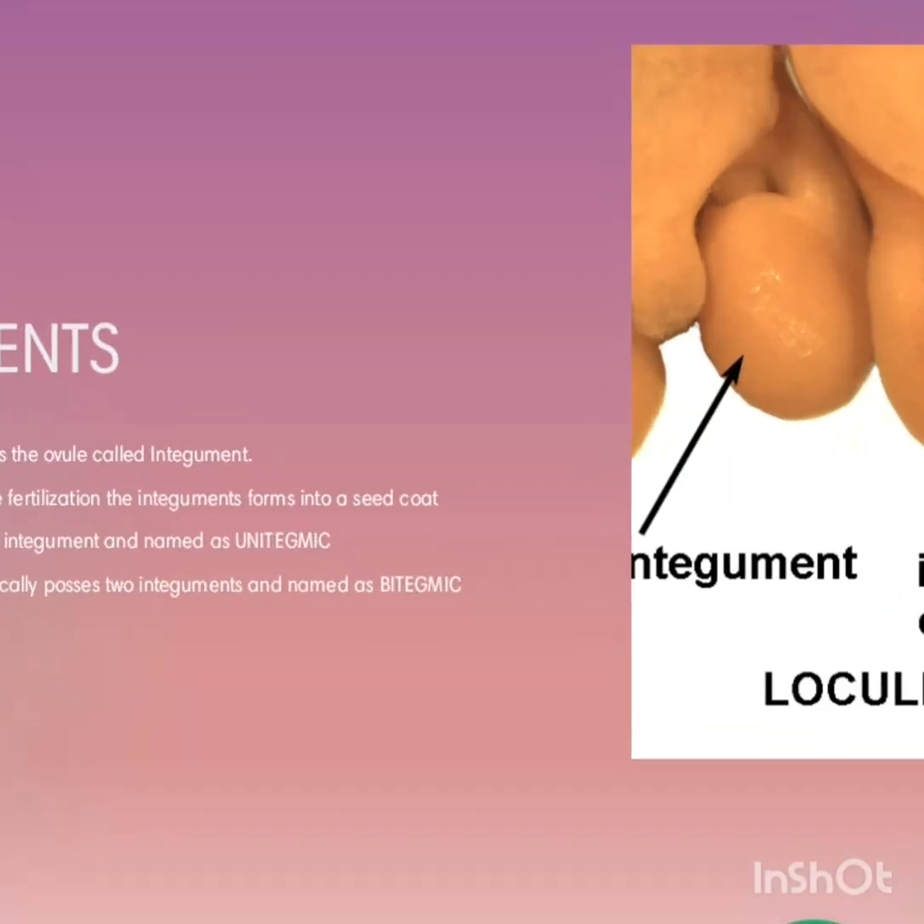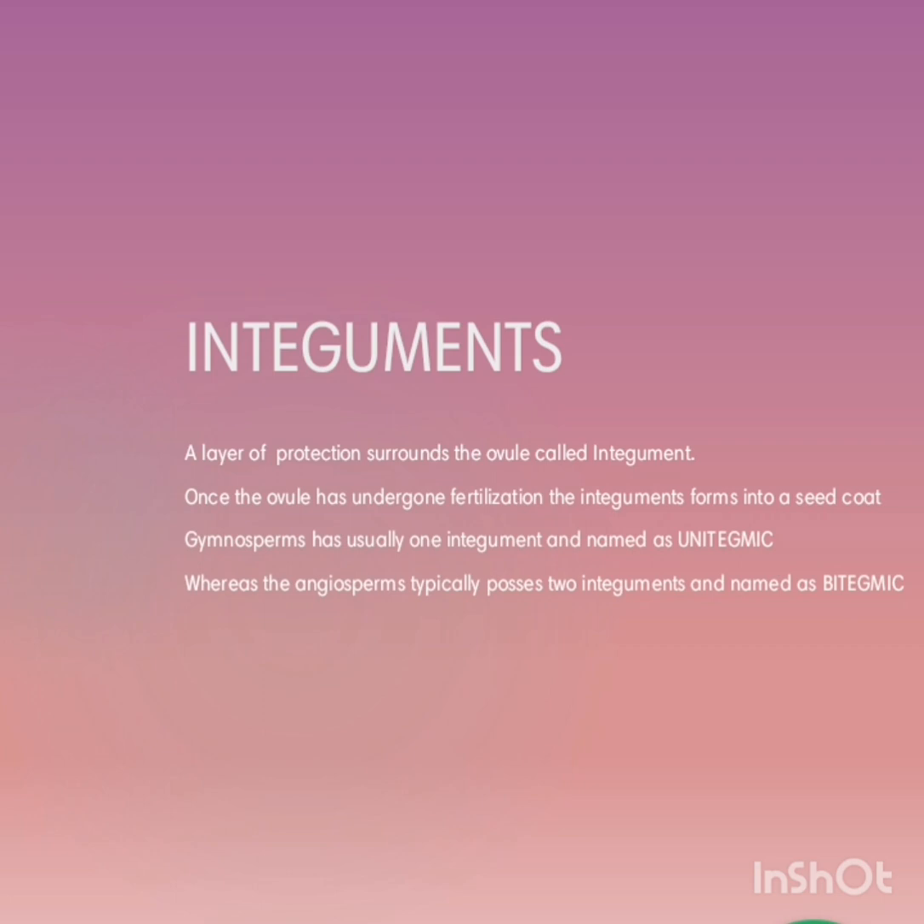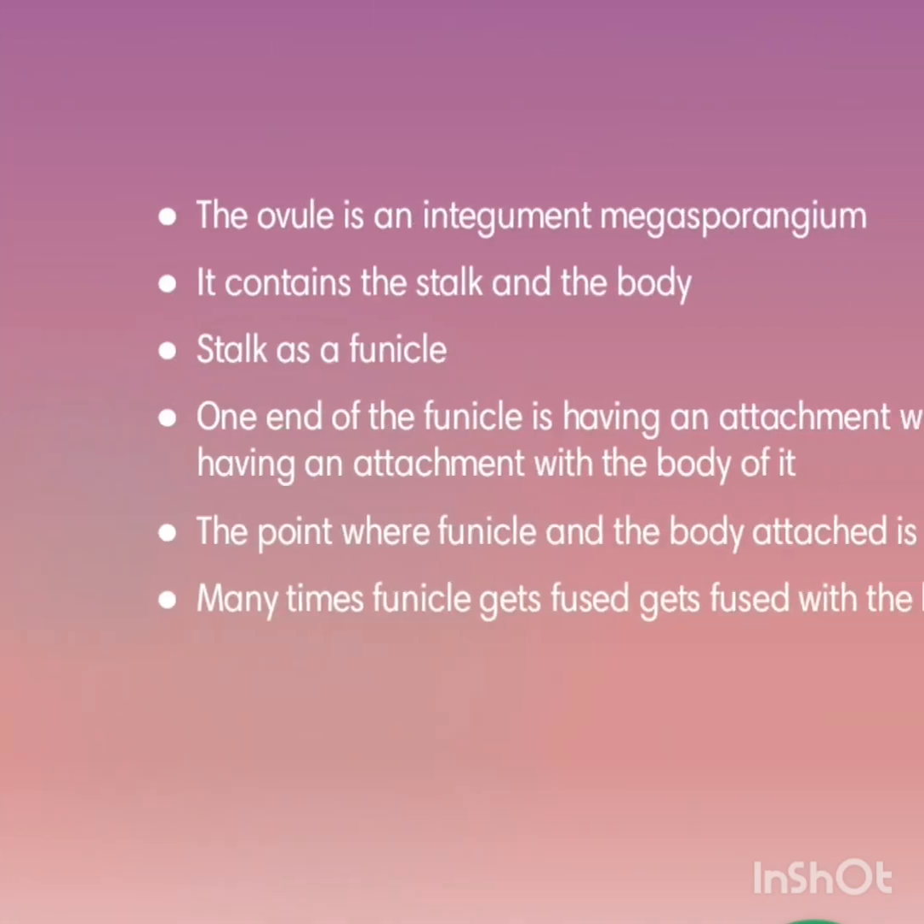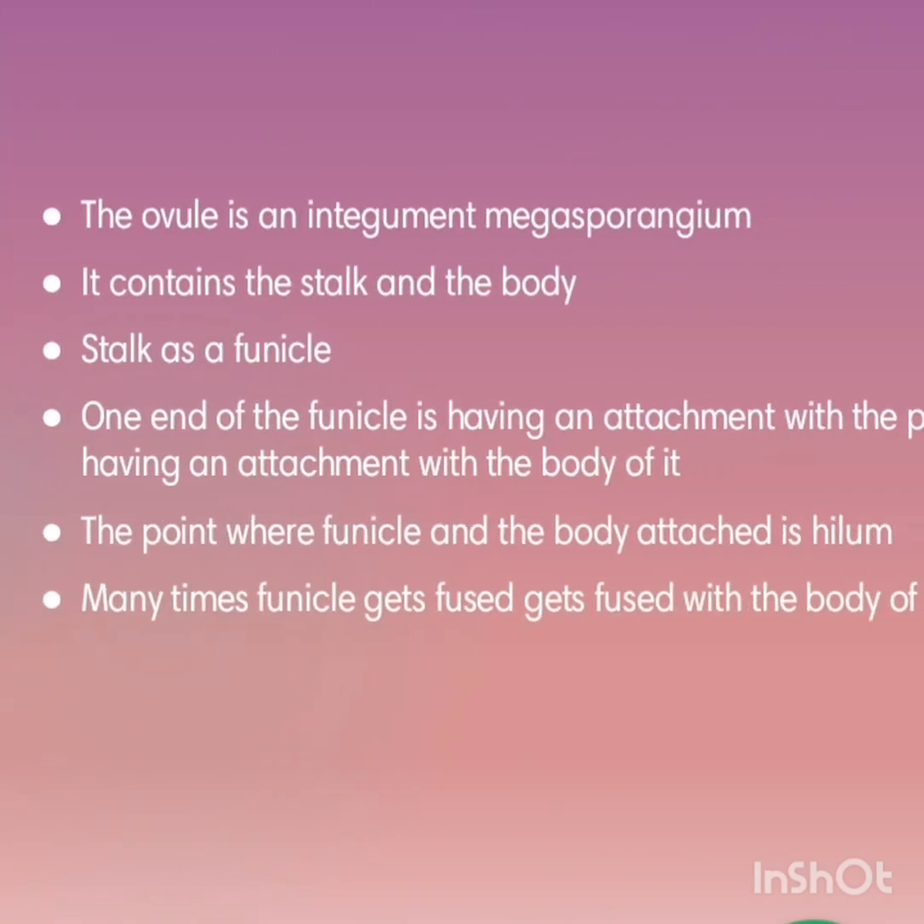Next is the integuments. A layer of protection surrounds the ovule, called the integument. Once the ovule has undergone fertilization, the integument forms into a seed coat. Gymnosperms usually have one integument and are named unitegmic, whereas the angiosperms typically possess two integuments and are named bitegmic.